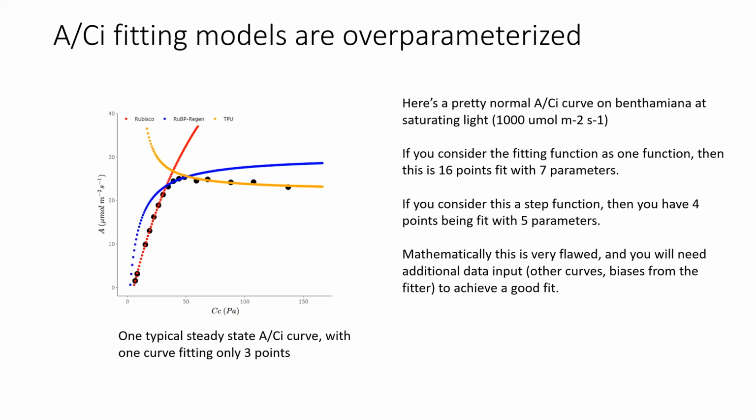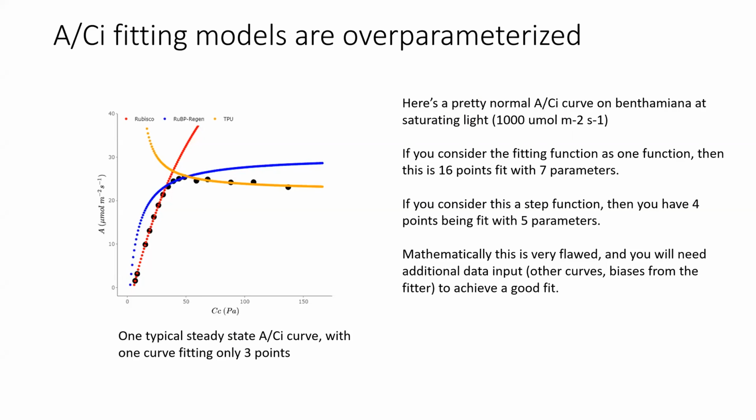Here's a pretty normal A/Ci curve on benthamiana at saturating light, which is 1000 micromoles per meter squared per second. If you consider the fitting function as one function, it's 16 data points with 7 parameters. If you consider this a step function, then if you look at the RuBP regeneration limit portion of the curve, you have 4 data points being fit with 5 parameters. Mathematically and intuitively, this feels very flawed, and you'll need additional data input to achieve a good fit.